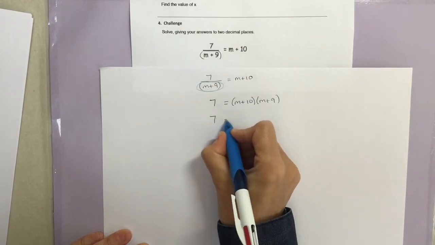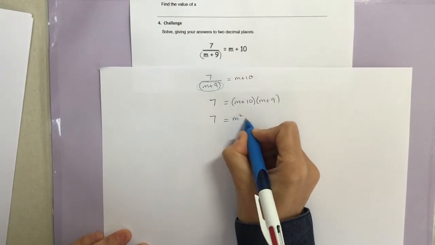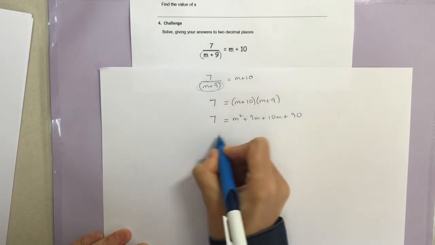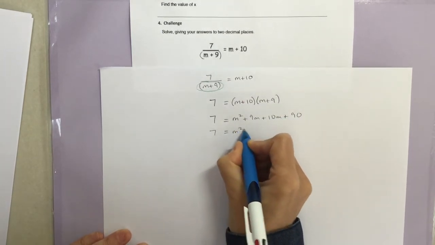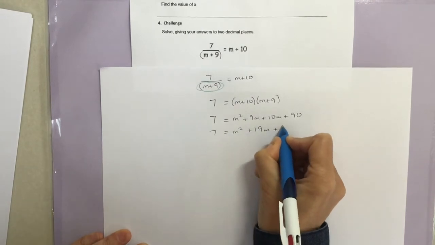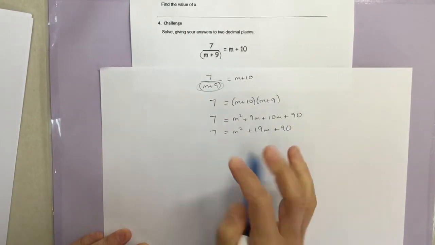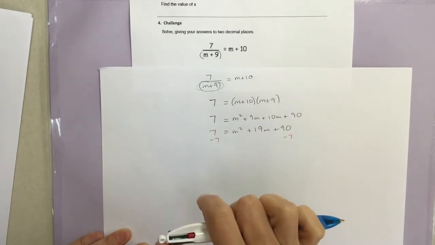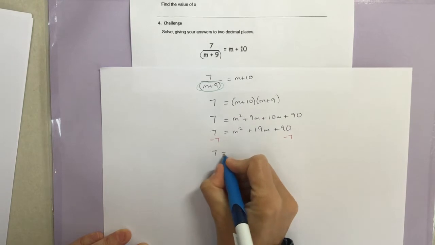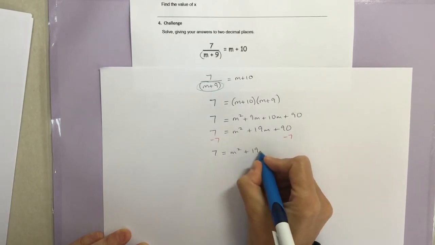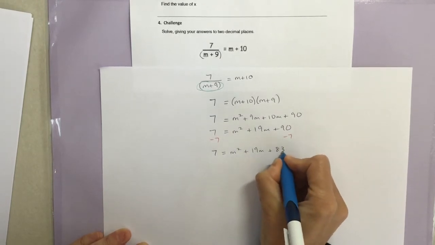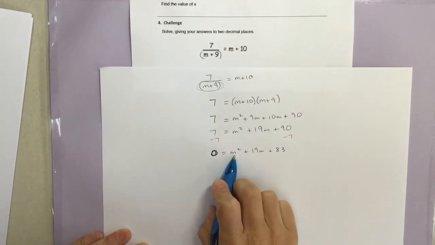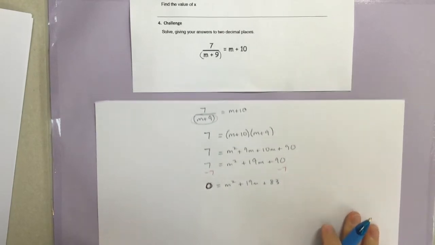Okay, let's keep going. So 7 is equal to m squared plus 9m plus 10m plus 90. So 7 is equal to m squared plus 19m plus 90. I want to get 0 on one side, so let's subtract 7 from both sides here. Oh, sorry, 0 equals 7 minus 7, 0. That's what I'm trying to do. 0 equals m squared plus 19m plus 83.